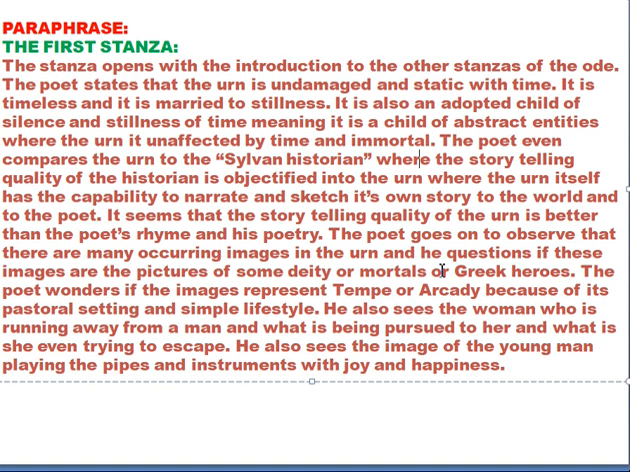The poet goes on to observe that there are many occurring images on the urn, and he questions if these images are the pictures of some deity or mortals or Greek heroes. The poet wonders if the images represent Tempe or Arcady because of its pastoral setting and simple lifestyle. He also sees the woman who is running away from a man, what is being pursued to her, and what she is even trying to escape. He also sees the image of the young man playing the pipes and instruments with joy and happiness.